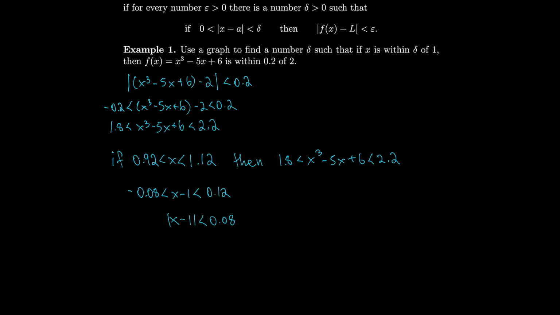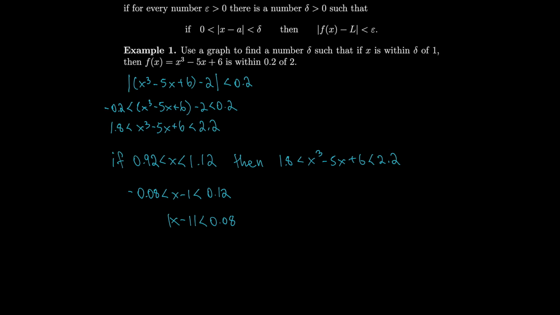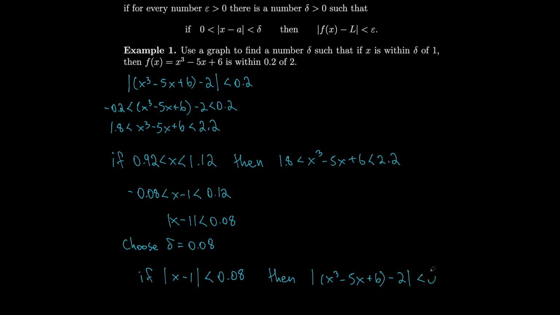If I chose it as 0.11, then that would be maybe a little bit too big for that 0.08, so I'm being conservative here. Let's choose delta equals 0.08. Okay, then according to our calculator, if the distance between x and 1 is smaller than 0.08, then the distance between our function and 2 will be within 0.2.